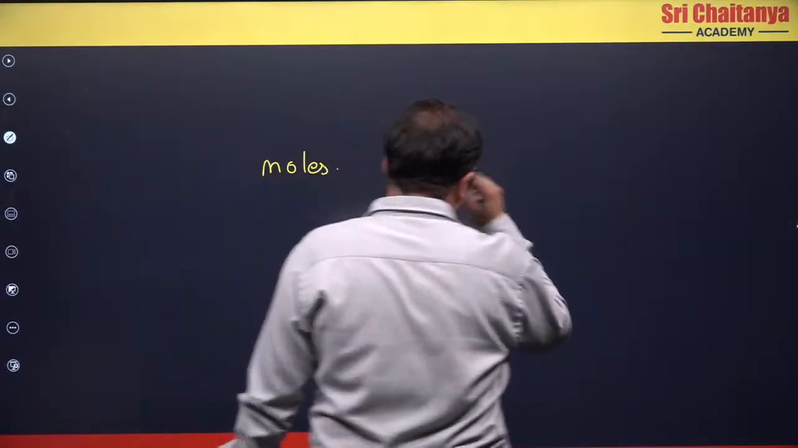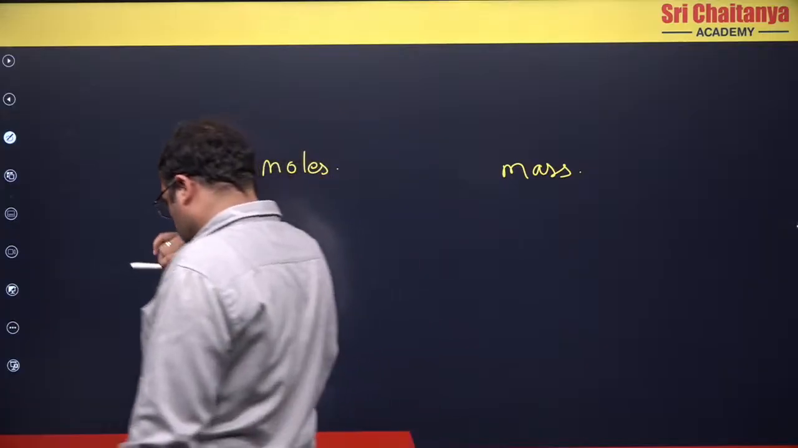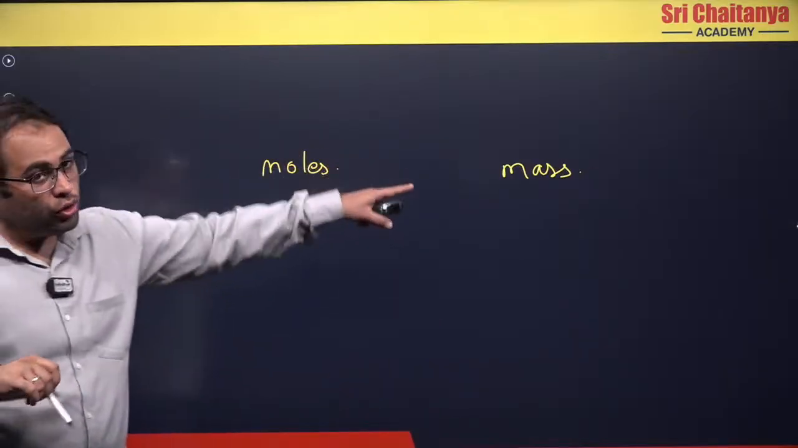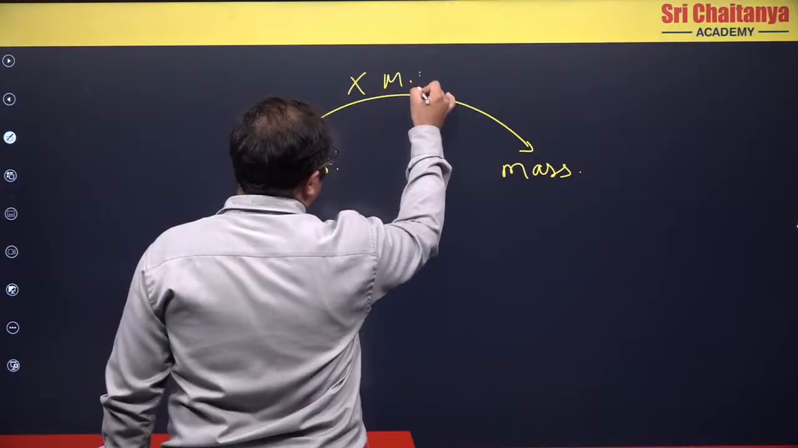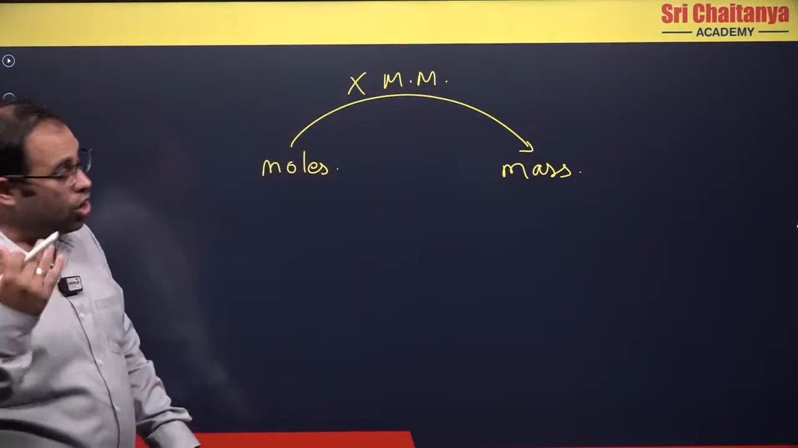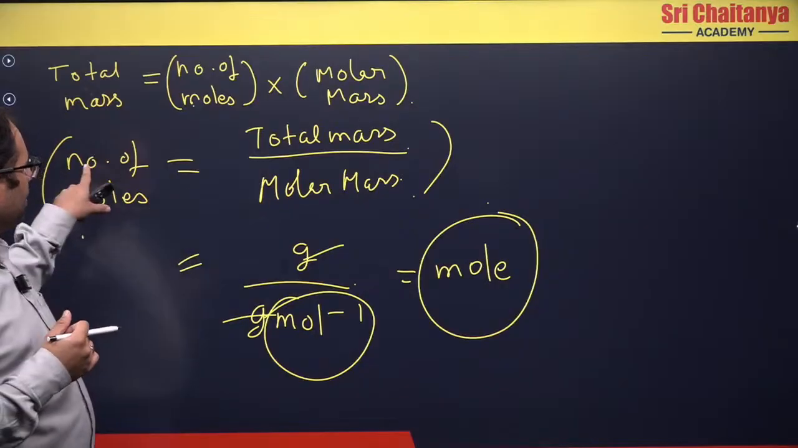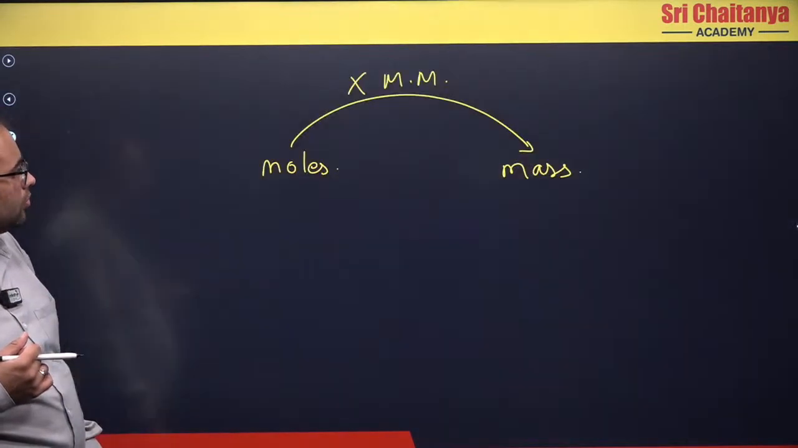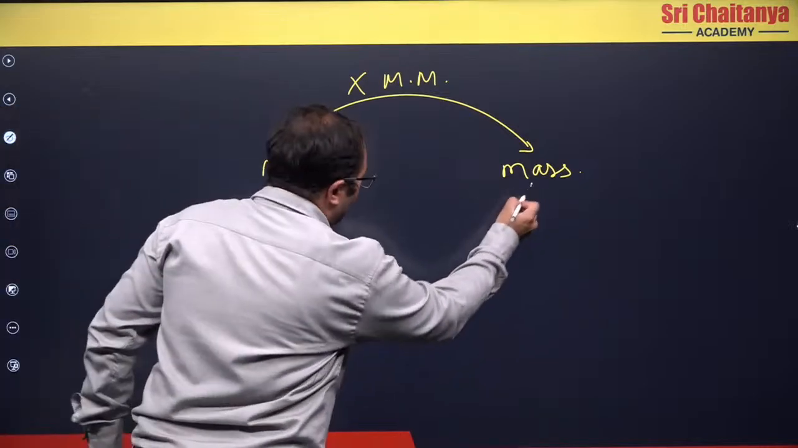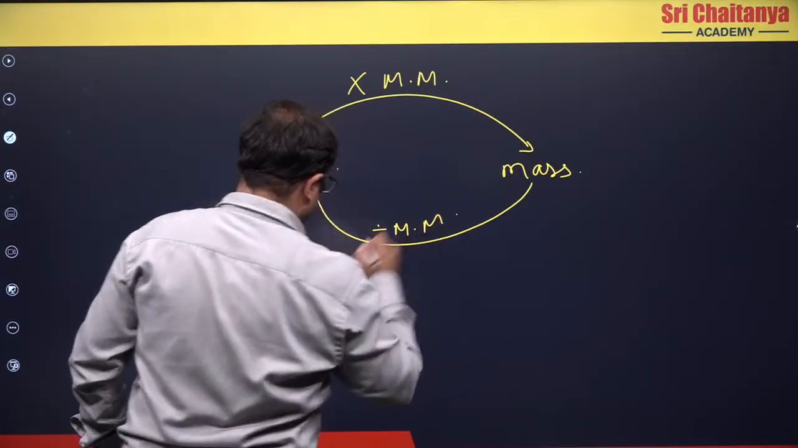Here I keep mass. So, moles, if you want to go to mass, you should multiply it by molar mass, right? Because if you see the formula here, multiply it by molar mass, you will get the mass. Now, if you want to go from mass to moles, you divide it by molar mass.